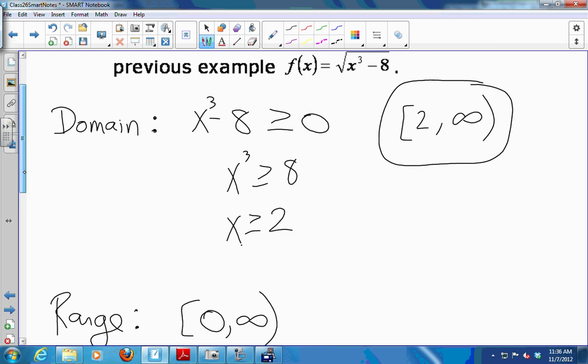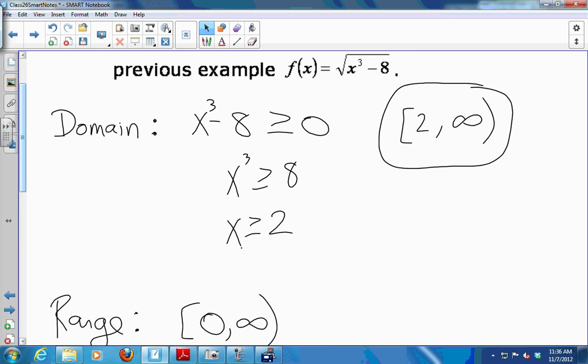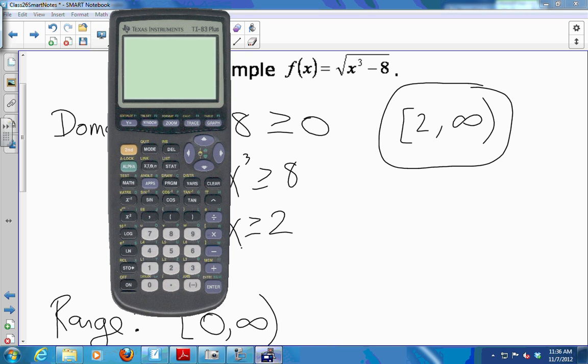If you couldn't come up with that just by thinking about it, you could look at a graph. Because I know you know how to find domain and range from a graph because you did it on the last test. So let's take a quick look at the graph of the square root of x cubed minus 8. And when we looked at the graph of this earlier, because this was our example when we were finding an inverse function, we used 0 to 10 and 0 to 10.